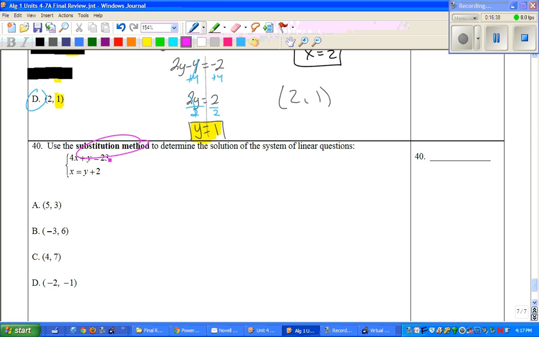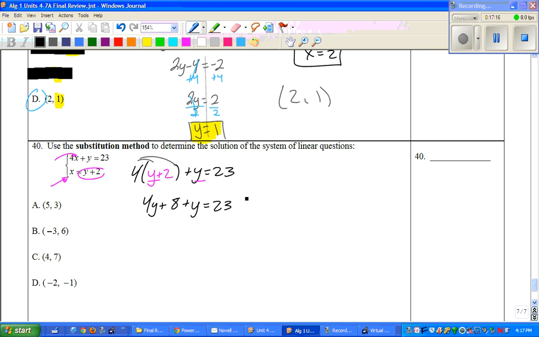Now, once again, we're using substitution. X is by itself. Oh, we're not plugging in there, Mr. Grice. I'm pointing at the wrong variable. So there's the x. Plug in the value, y plus 2. There's our checkpoint. We only have y's. Go ahead and distribute. You get 4y plus 8 plus y equals 23.